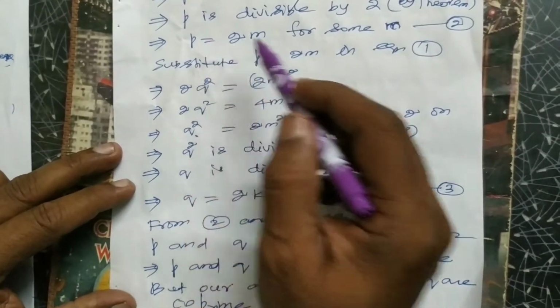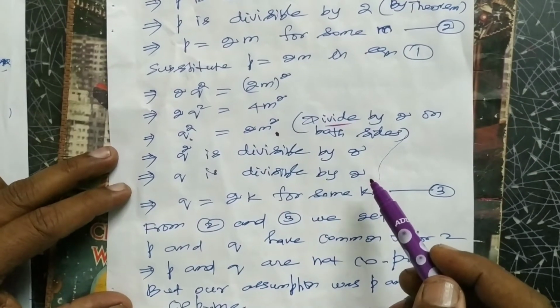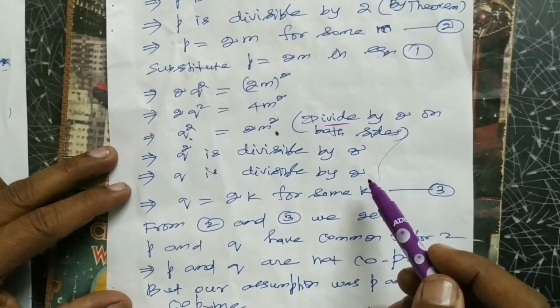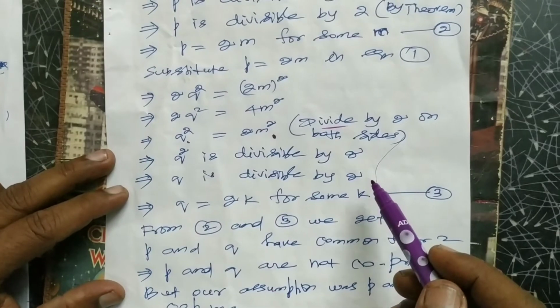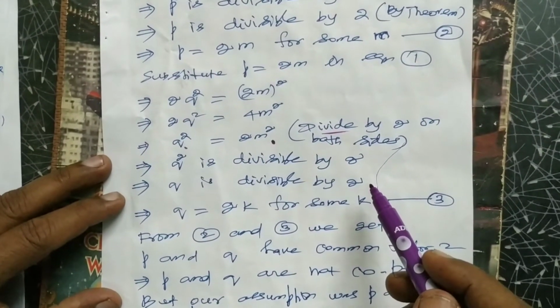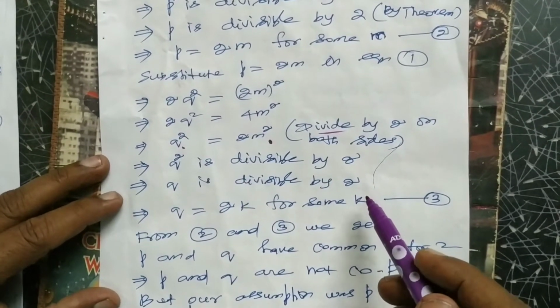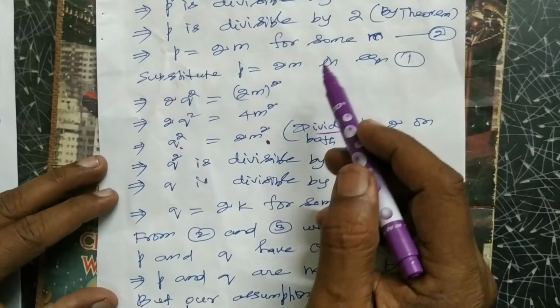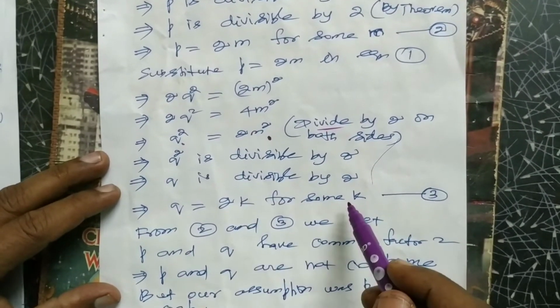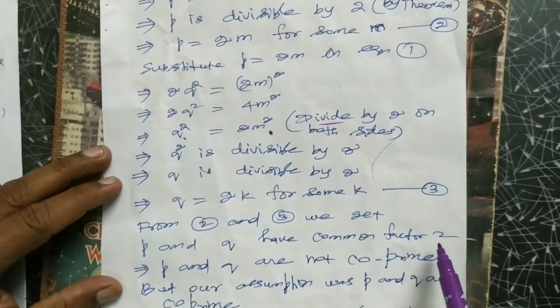Now p is divisible by 2 and q is also divisible by 2. Therefore, can you tell the number which is divisible by 2? 4 is divisible by 2, 6 is divisible by 2, and 4 and 6 have a common factor 2. Similarly, p is divisible by 2 and q is divisible by 2. Therefore, p and q have a common factor 2.